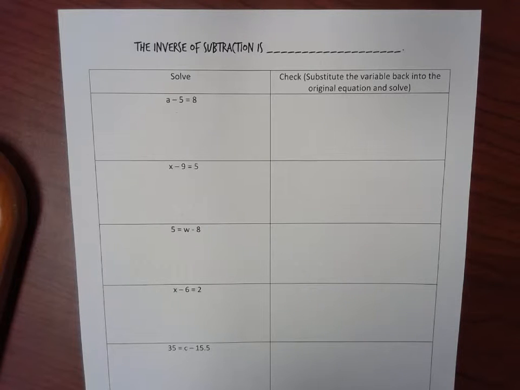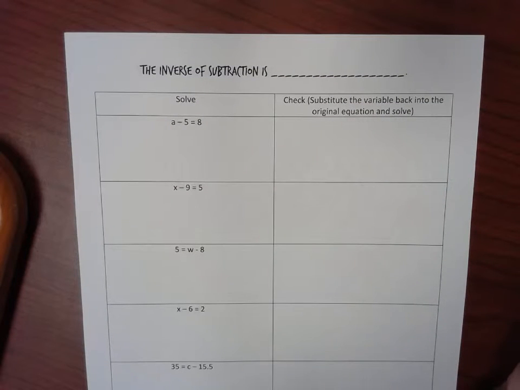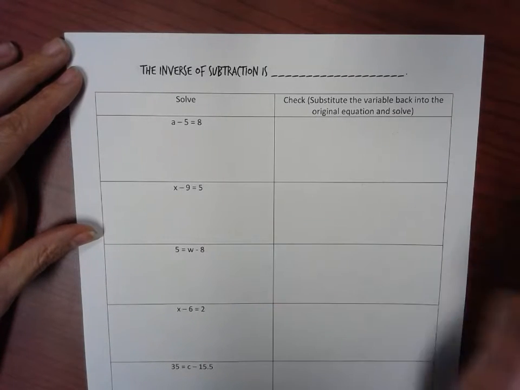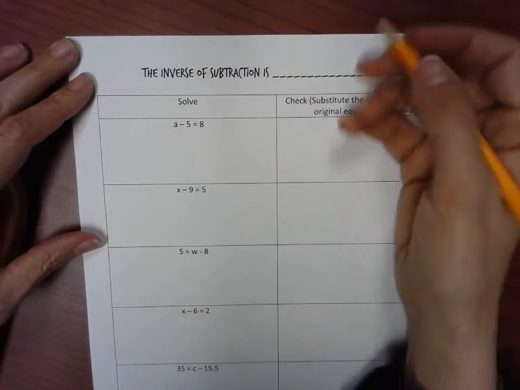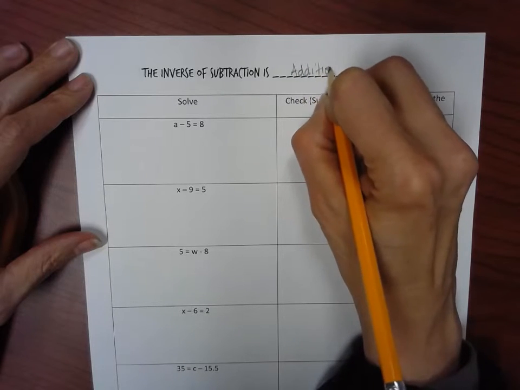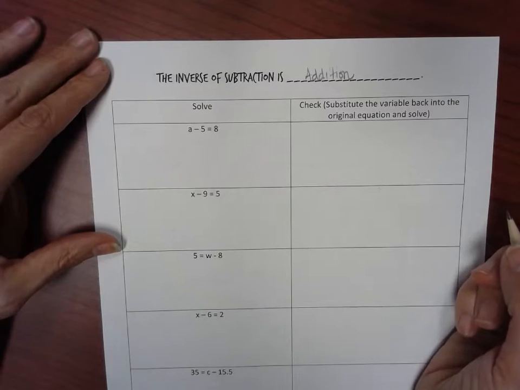This is part 2 of your solving one-step equations notes. Hopefully you did pretty good on the other one. So again, we're going to be solving for these variables, and I know you can do them in your head, but I want to teach you the steps, so make sure you write these down. The inverse of subtraction is going to be addition this time. So now we're doing the inverse of what we did last time. Okay, we're going to do the same thing each time.